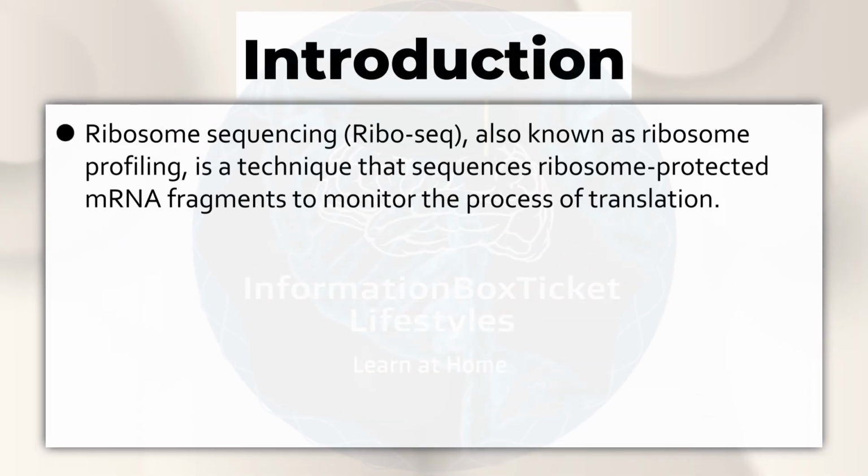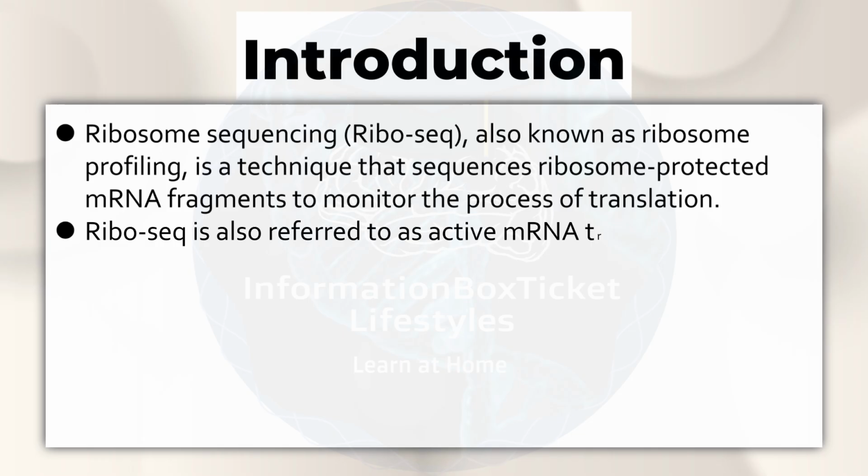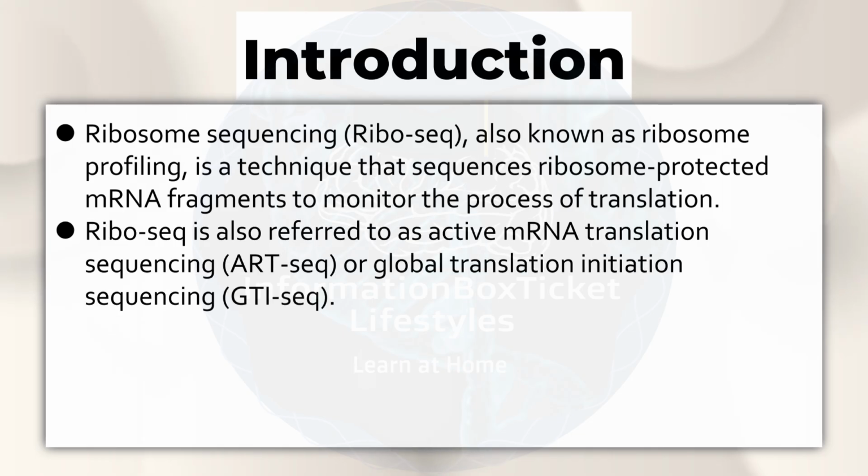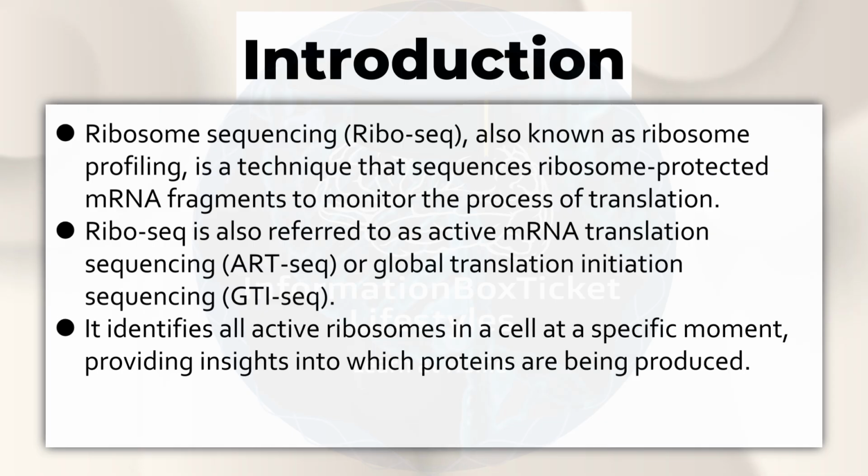Ribosome sequencing, also known as ribosome profiling, is a technique that sequences ribosome-protected mRNA fragments to monitor the process of translation. Ribosome sequencing is also referred to as active mRNA translation sequencing or global translation initiation sequencing. It identifies all active ribosomes in a cell at a specific moment, providing insights into which proteins are being produced.